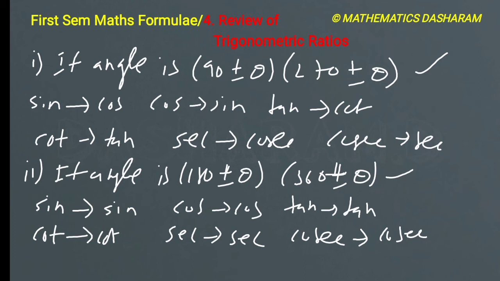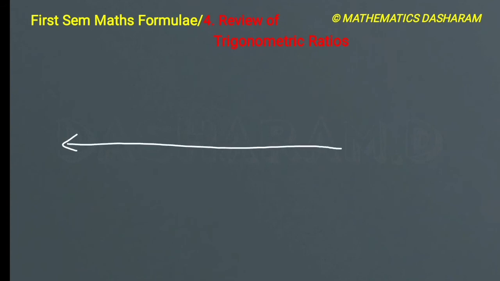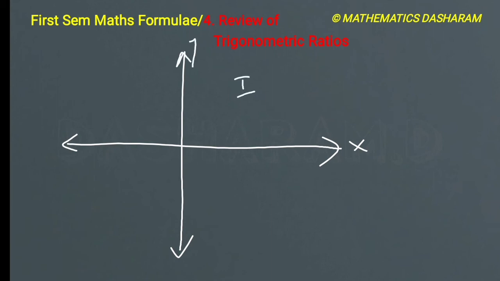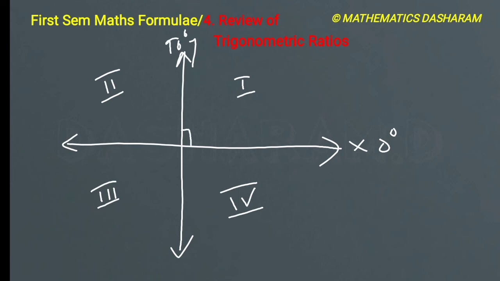It will depend on one diagram. For example, this is the x-axis and this is the y-axis, and this is the first quadrant, this is the second quadrant, this is the third quadrant, and this is the fourth quadrant. In the first quadrant, from 0 degrees to exactly 90 degrees, the angle range is 0 less than or equal to theta less than 90 degrees. So more than 0 and below 90 degrees. In this, all trigonometry ratios are positive.